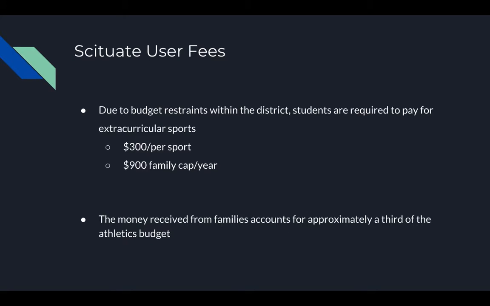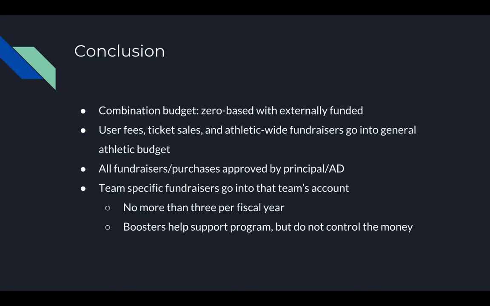Another big source of income is the user fees. Because there are already restraints on the budget, students have to pay for extracurricular sports. Based on these numbers, the money received from the families makes up approximately a third of the budget, which is great for our program now, but hopefully with this zero-based and externally funded combination budget, we would be able to cut down on user fees, because $300 per sport is a little hefty compared to other towns and programs we've looked at in previous assignments.